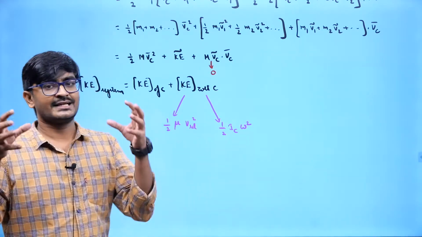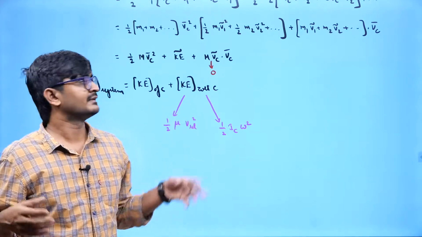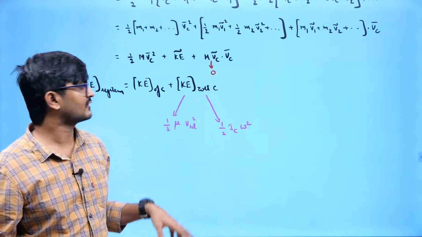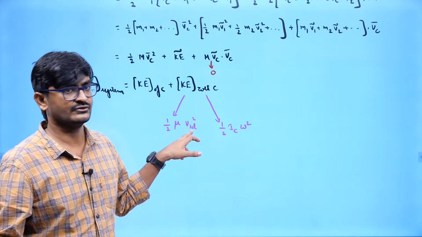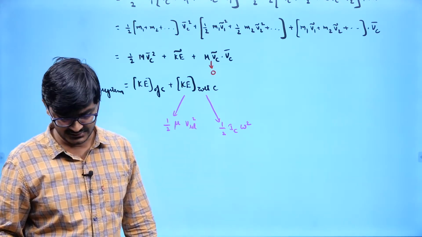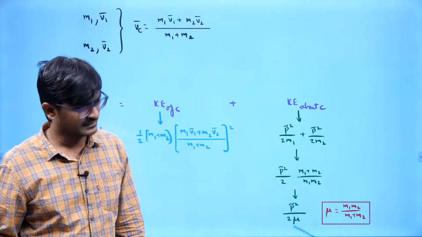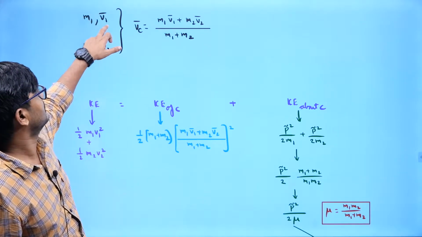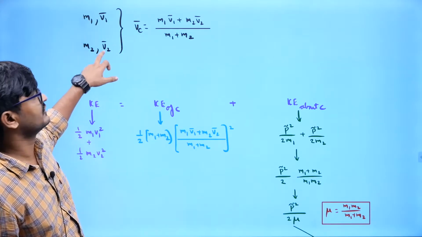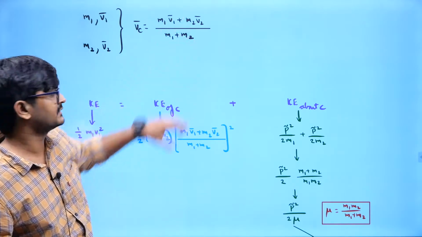Now when there are only two masses, like in collisions, that kinetic energy with respect to center of mass turns out to be half into mu into v relative square. Mu is m1 m2 by m1 plus m2. Now I will show that proof if you need. If there are two masses, m1 moving with velocity v1 bar and m2 moving with velocity v2 bar, then the velocity of center of mass is this much.